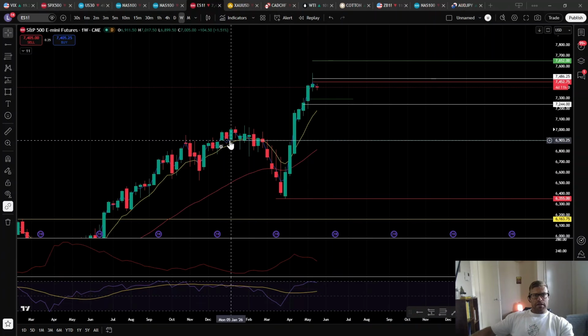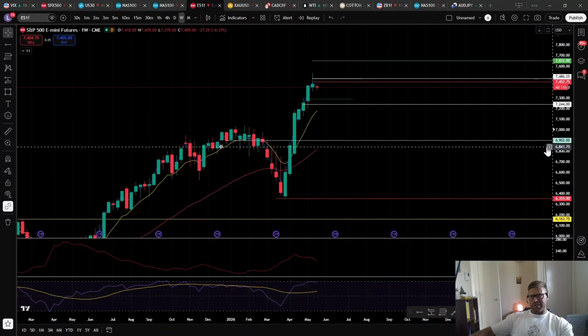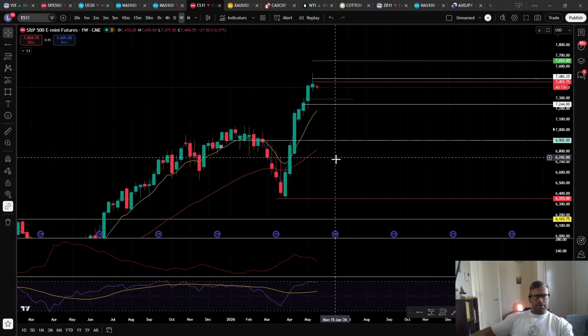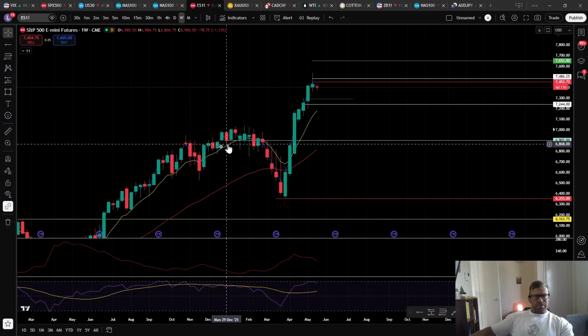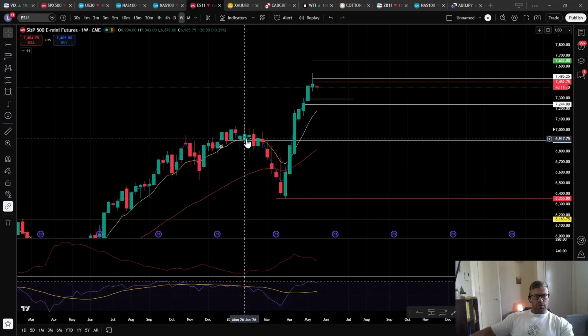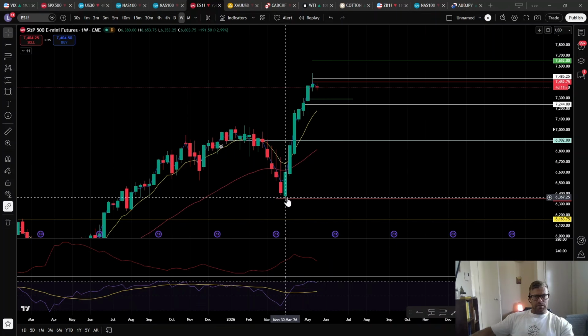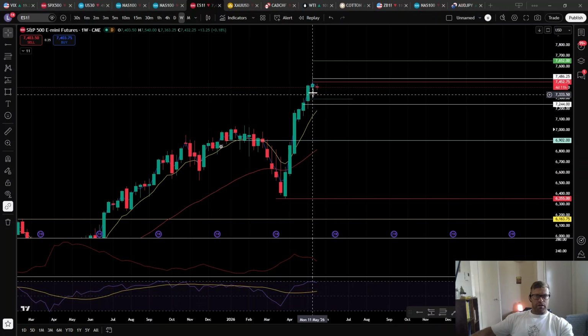This line here is the new yearly opening price. It was around 6,900, I think 6,902 to be exact. We then went sideways for the beginning of the year. Then we had this nice sell off down here, and then this historic push up over April.